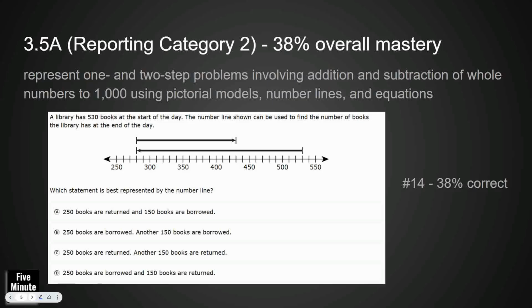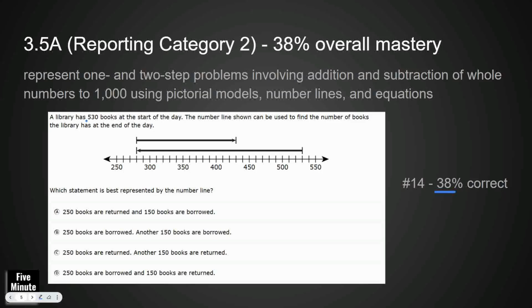Next, we have 3.5A, and this is representing one and two step problems with addition and subtraction. So we've got this particular item, and we only had 38% of our students get this one correct. Now, this one is a little bit difficult here because we don't see many number line problems. We should start practicing those if we're not already doing so.